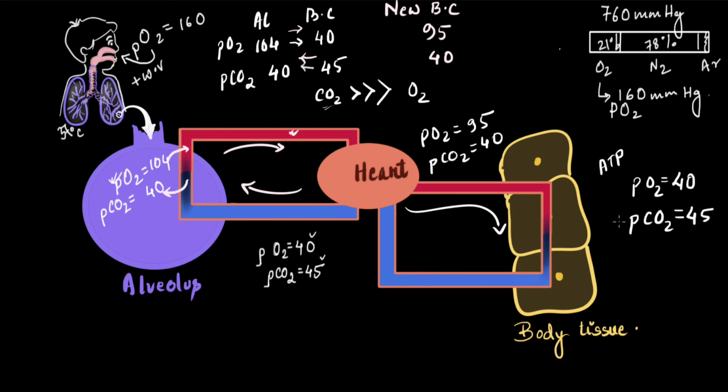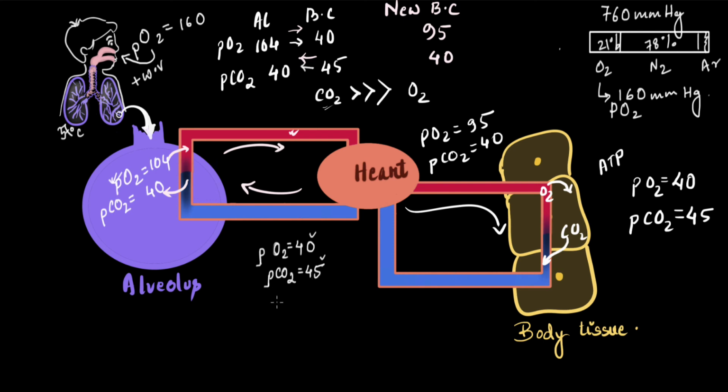Now again, the same thing will happen. Gases will start to move towards the low pressure region. So carbon dioxide is higher in the tissues, so carbon dioxide will move out, it will be dumped into the blood, and oxygen from the blood will start to move into the body tissues. Okay, so the blood will lose oxygen and gain carbon dioxide, and therefore the partial pressure of these two gases will finally be 40 and 45 for oxygen and carbon dioxide.